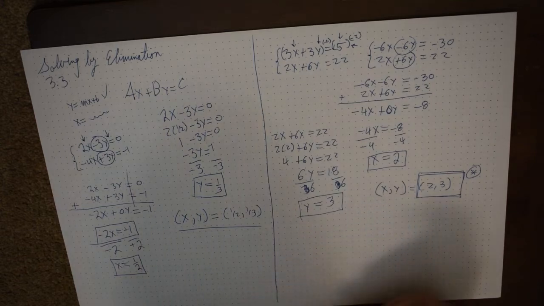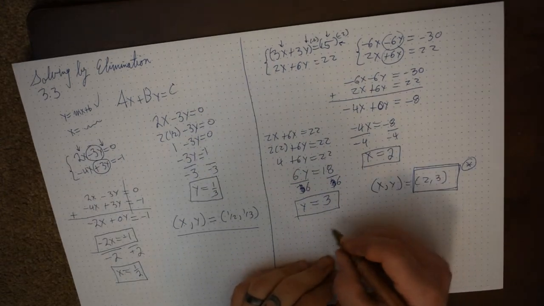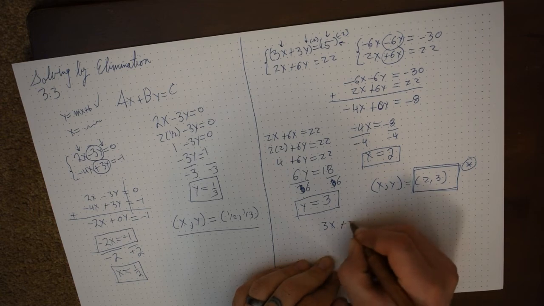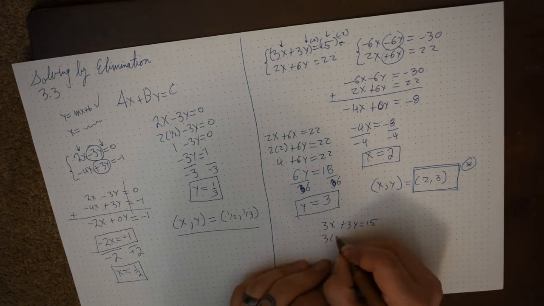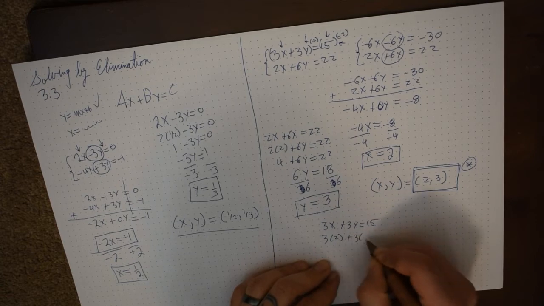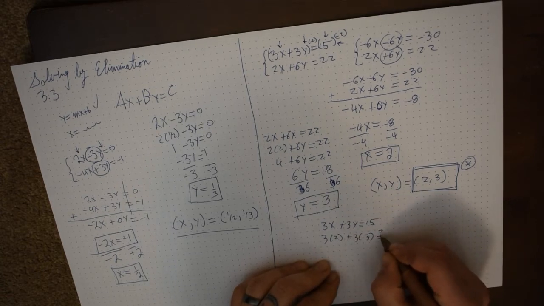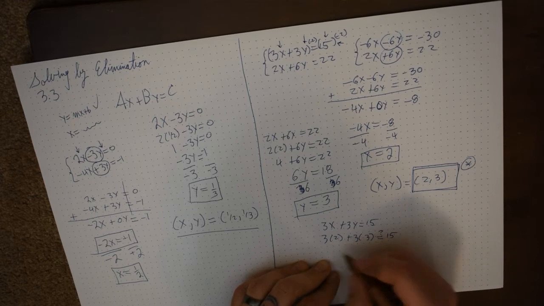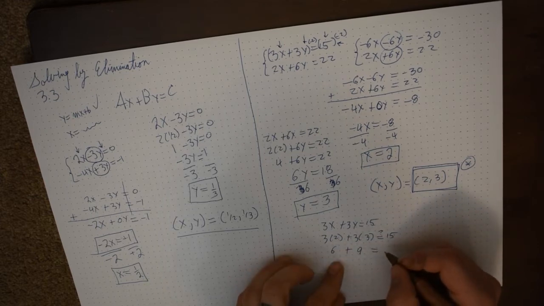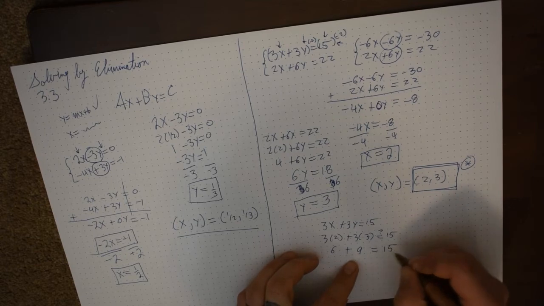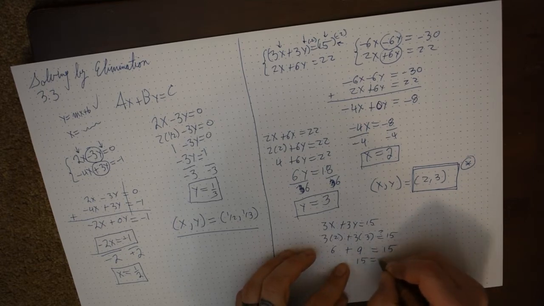We haven't done it yet, but let's go through and check our work. Let's make sure that 3x plus 3y is equal to 15, or that 3 times 2 plus 3 times 3 is in fact equal to 15. Well, 3 times 2 is 6, plus 3 times 3 is 9. And yes, 6 plus 9 is equal to 15. 15 is equal to 15.